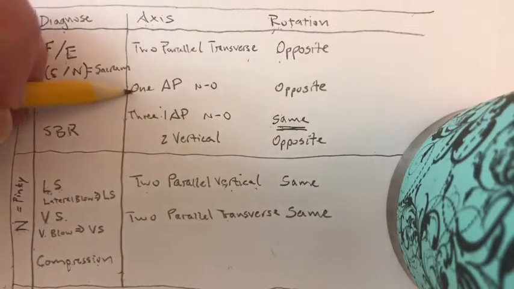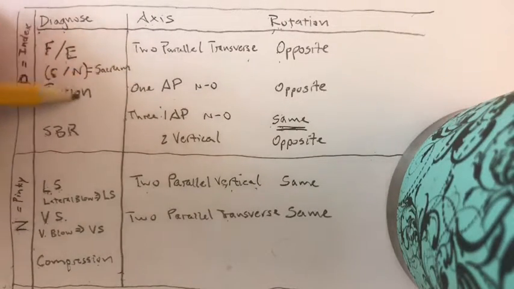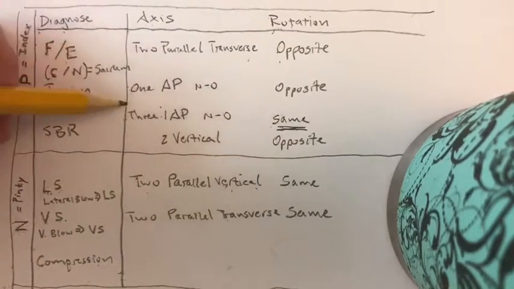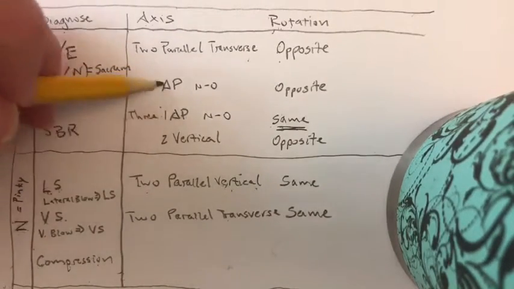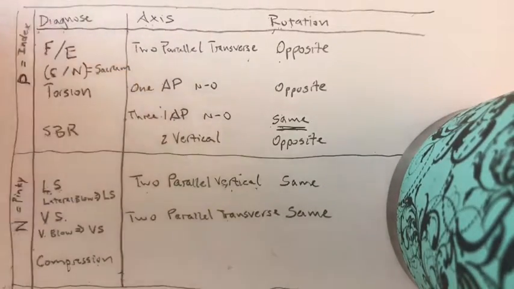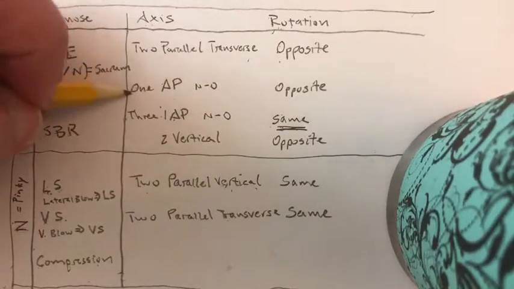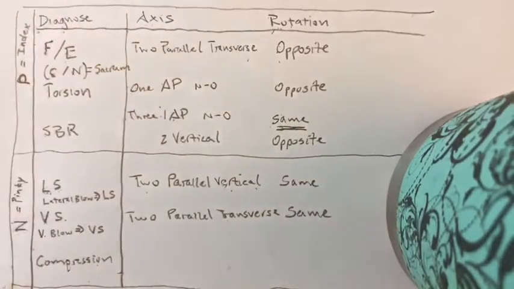I like to keep the torsion and side bending rotation next to each other just to help me remember that my 2 AP axes are together right here. But otherwise you can think of it as 1, 2, 3.